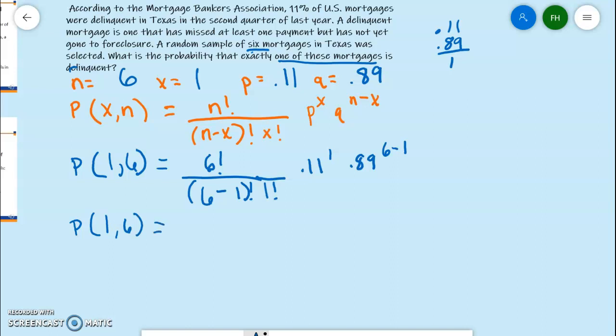Remember how we talked about this in the Zoom session. You go down to what the bottom number is. We get 5, since 6 minus 1 is 5. So you go to 5 to get those to cancel. And then 1 factorial is just 1. Anything divided by 1 is going to be that number.